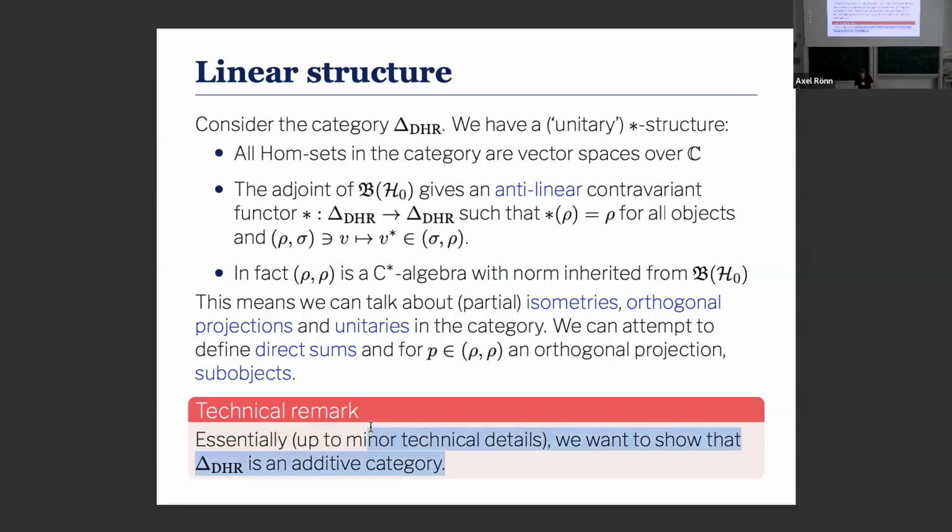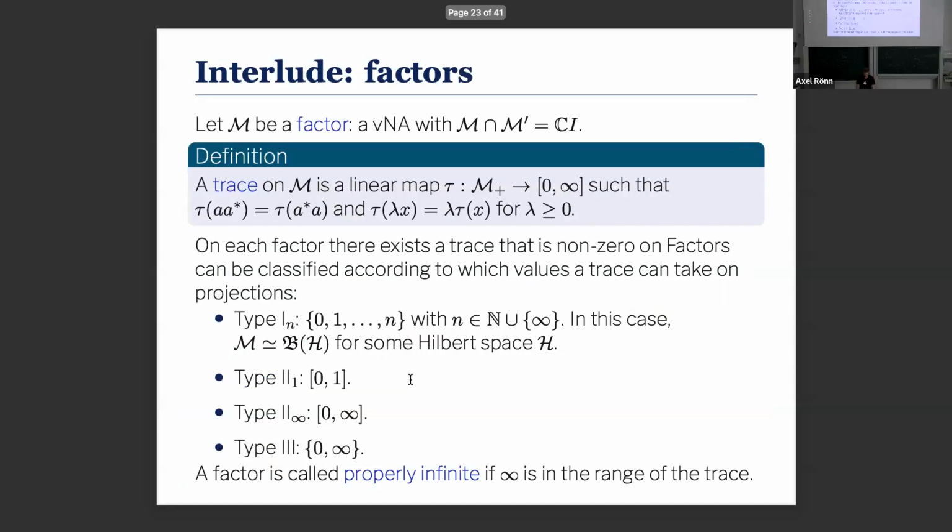So for the experts, basically what I want to show is that delta DHR is an additive category. It's not quite, because we don't have a zero object in our setting; that doesn't really make sense. Right, so before I can explain that, I have to tell you a little bit more about von Neumann algebra theory.